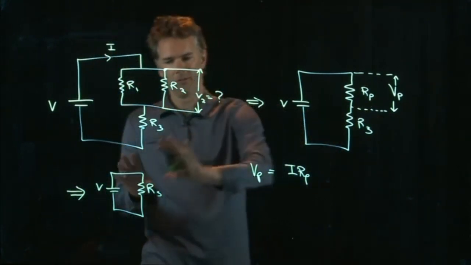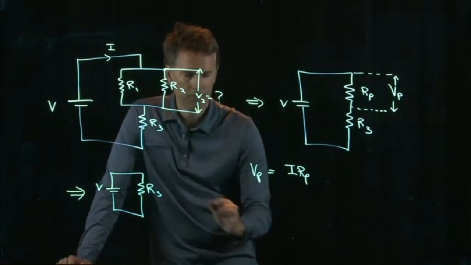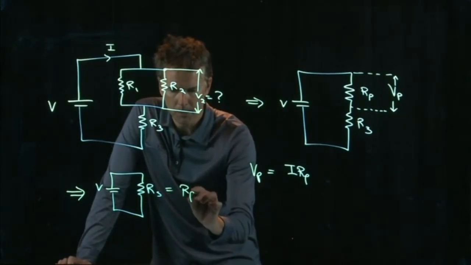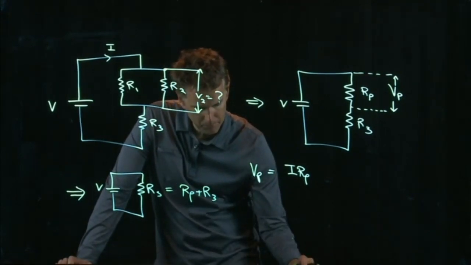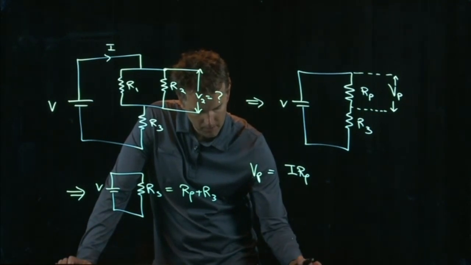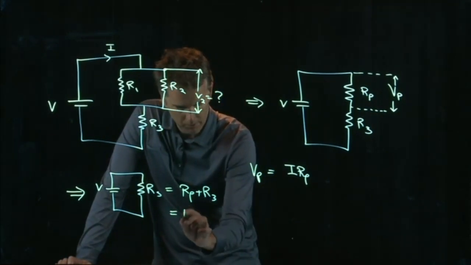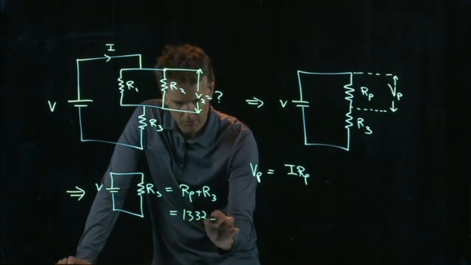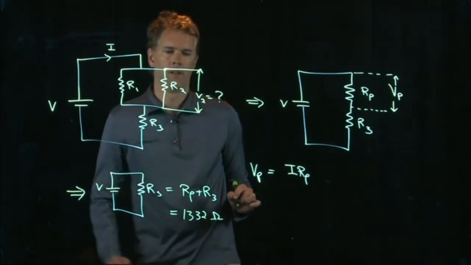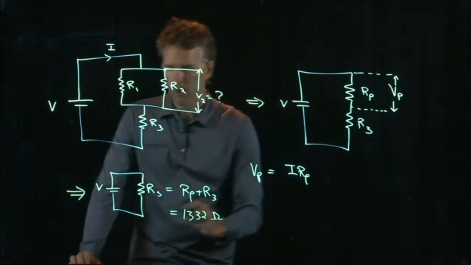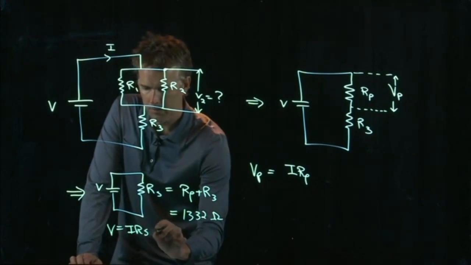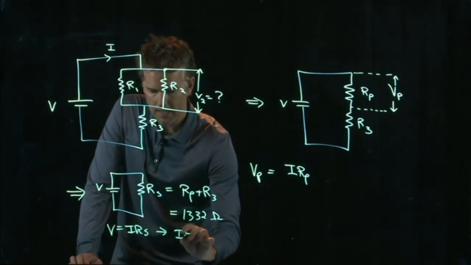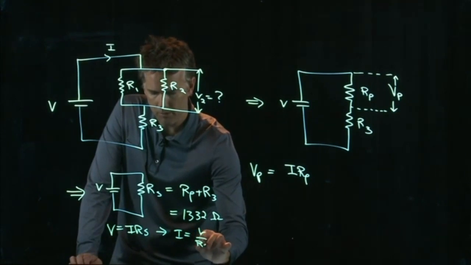This circuit becomes this circuit, where RS is equal to RP plus R3. And we said we knew that one, right? That was part A, which was, let's scroll back up. For our numbers, it was 1332 ohms. And so now you know what I is, because V equals I, R sub S. So I equals V over R sub S.